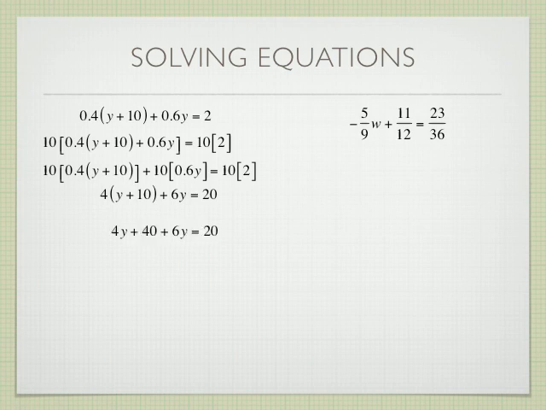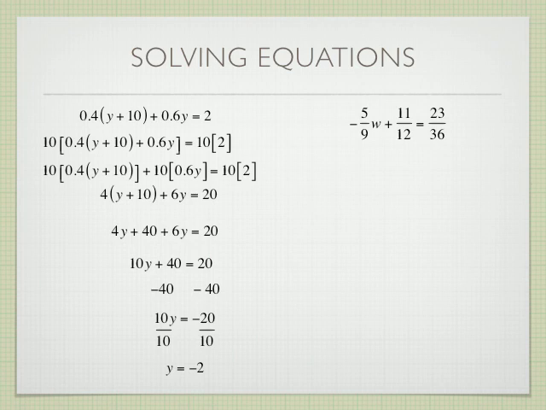Now if I distribute the 4 through to the y plus 10, I have 4y plus 40 plus 6y equals 20. Combining like terms and subtracting 40 from both sides would give me 10y equals minus 20. Divide both sides by 10, and I get y equals minus 2.